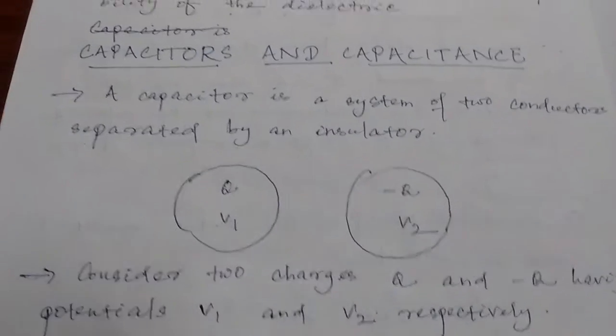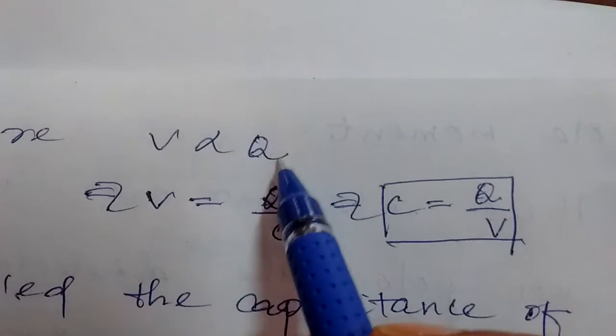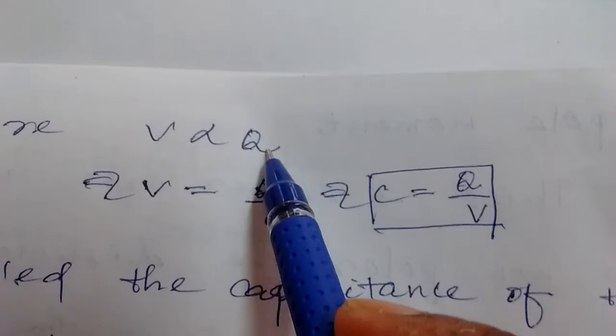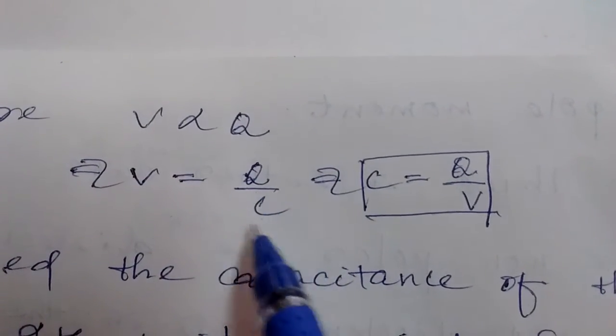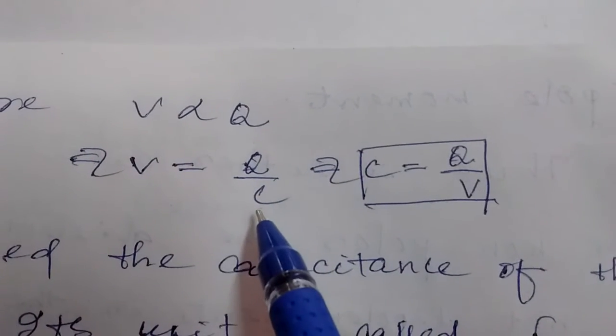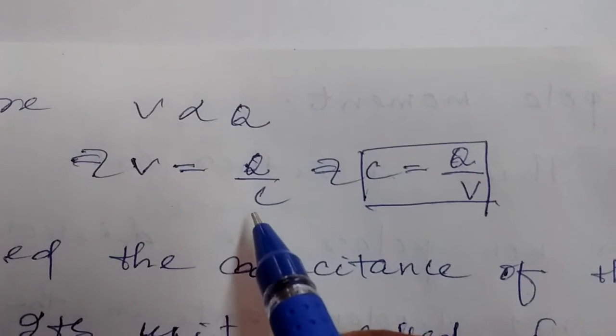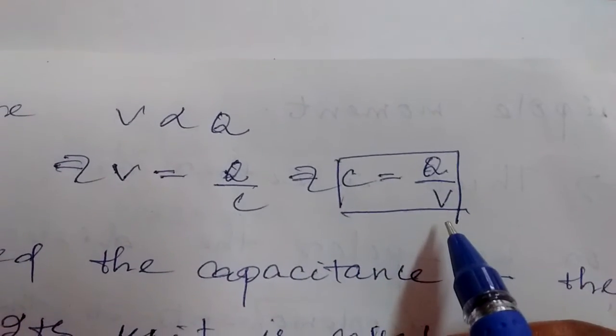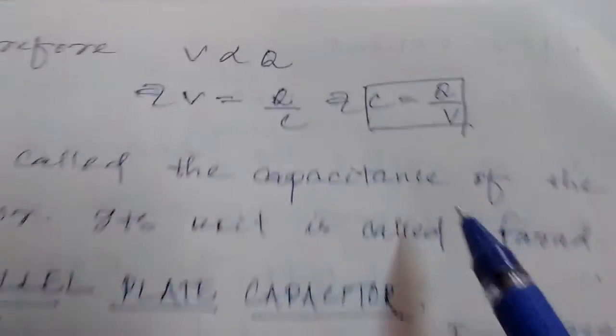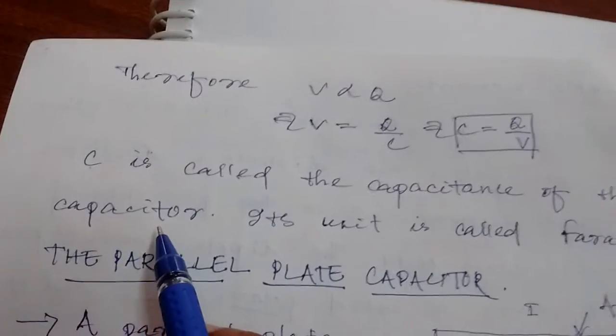Now I can write it as V is proportional to Q. V is the potential difference and Q is the charge on either substance. V is equal to Q by C, where C is the constant of proportionality. Here it is divided. Whether you multiply or divide, same thing, but here we have divided. Now C becomes Q by V. This C is called capacitance of the capacitor.